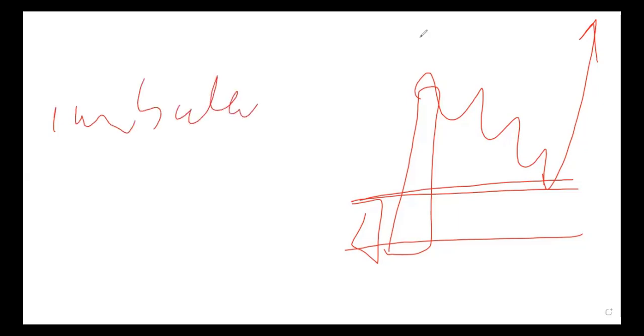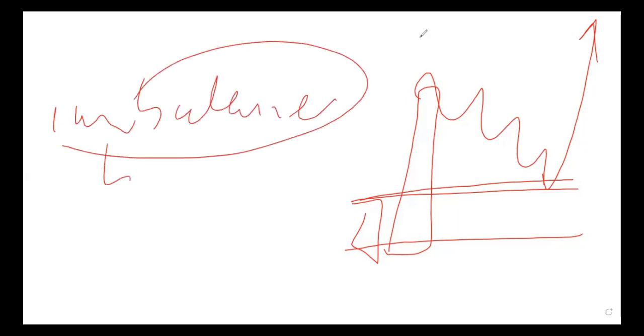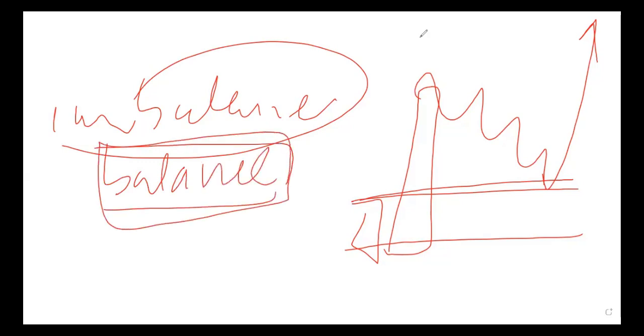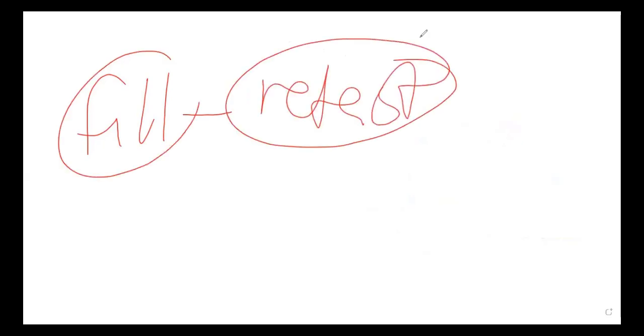When there is an imbalance, the market has to come back and balance itself. Exactly. It has to come back and balance. So how does it do that? It has to fill the imbalance. The keyword is fill, not retest. It doesn't retest, it fills, right?